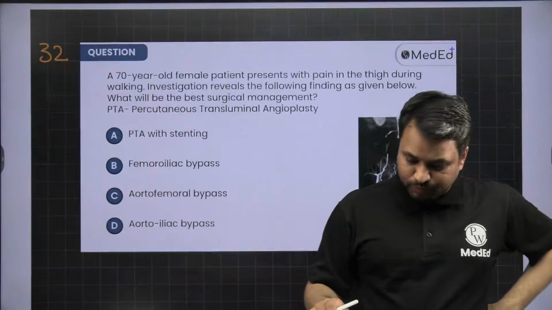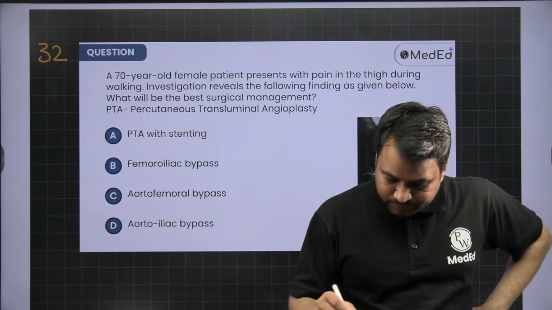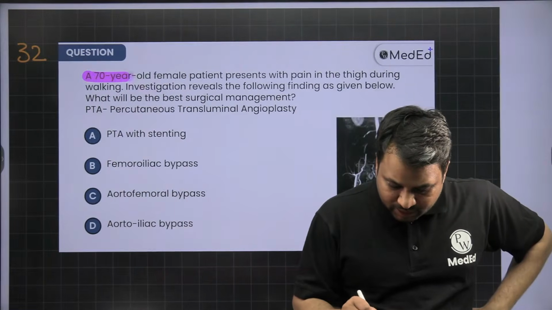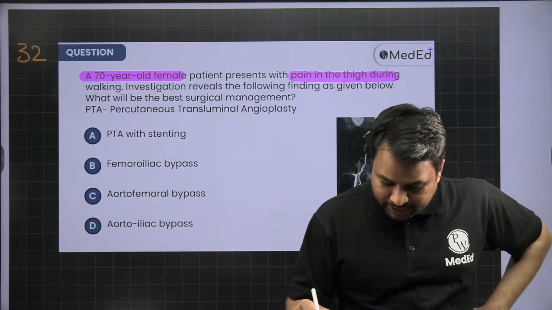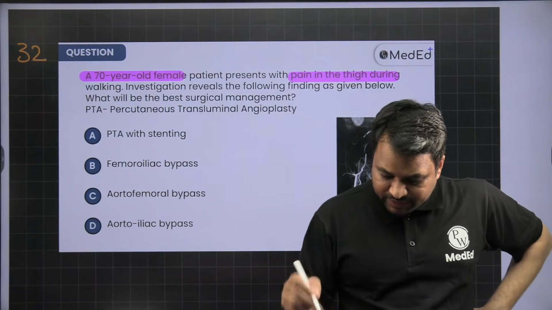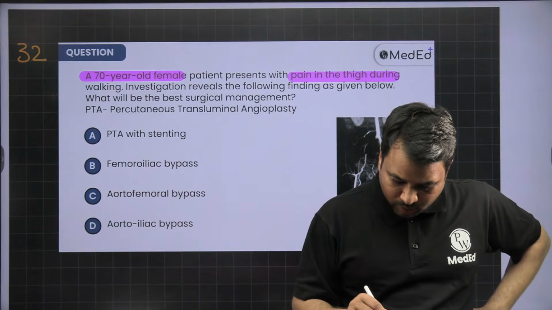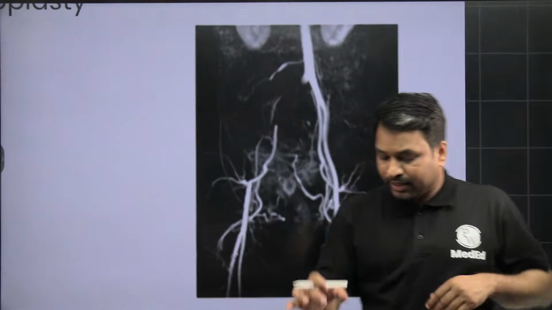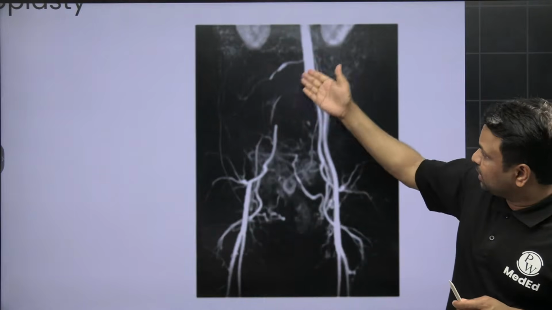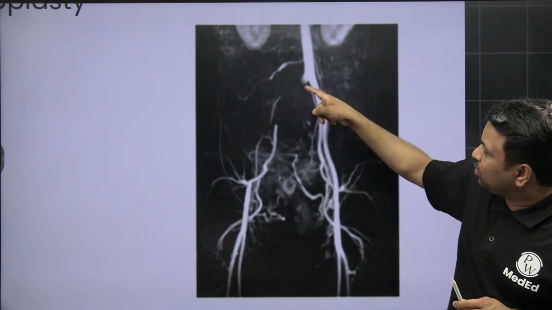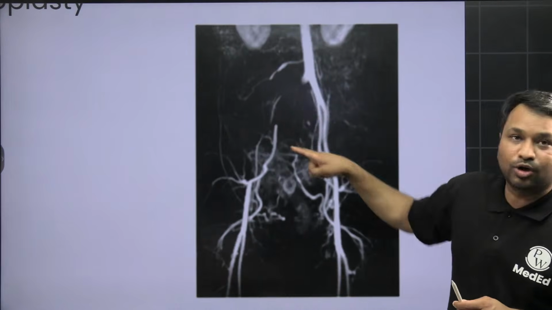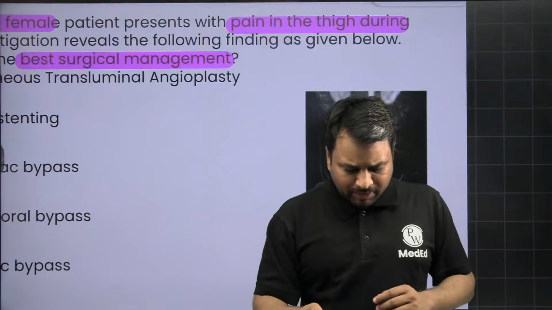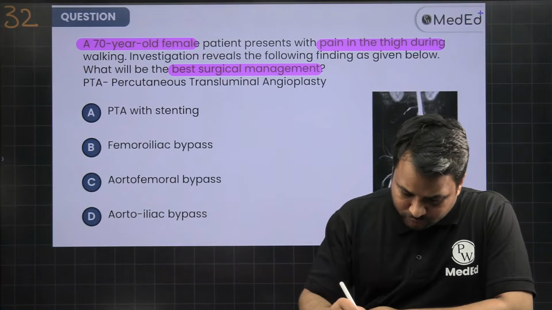Question number 32. I have a 70-year-old female presenting with pain in the thigh during walking. Investigation reveals the finding that you can see here. What will be the best surgical management? We already discussed this. Here you can see on one side contrast is flowing, the other side is not. So it is not aortoiliac, it is an iliac occlusion. For iliac occlusion, it is going to be an aortofemoral bypass.